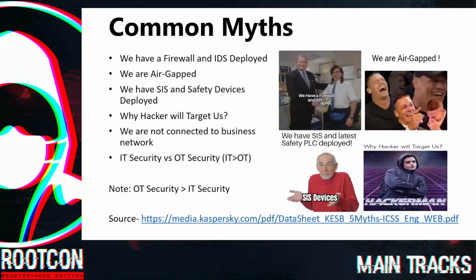If we consider the fact that, okay, if you are air gapped, the traffic from the business network will not go into the OT network. But what if someone inside the OT network plugs in a USB? Will you be able to detect that?